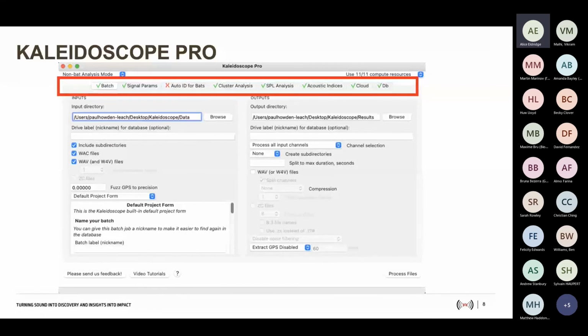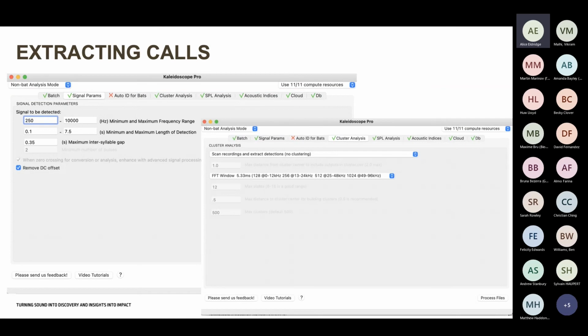So Kaleidoscope has 2 elements. It's got a free element. Being from Yorkshire, I like that free element. So that's what we're going to talk about first. It all looks a little bit confusing, but it's got lots of tabs at the top: batch, signal params, auto ID, cluster analysis, acoustic indices. We can do lots and lots of things with Kaleidoscope, depending on what we want to extract from that information.